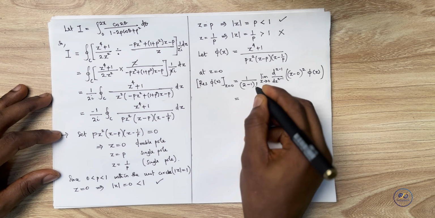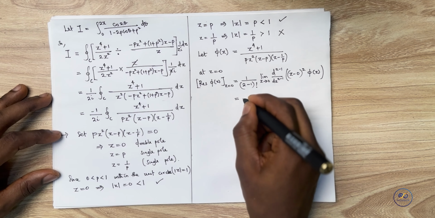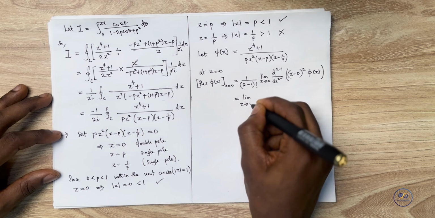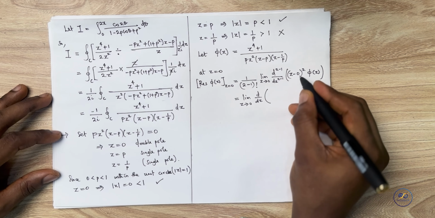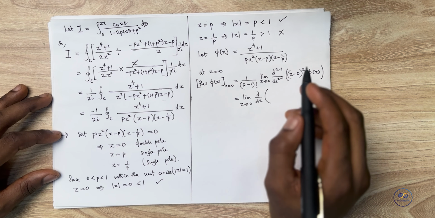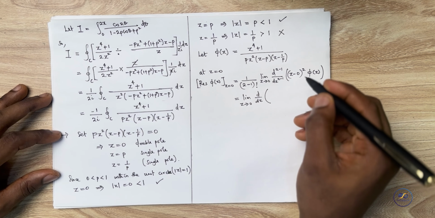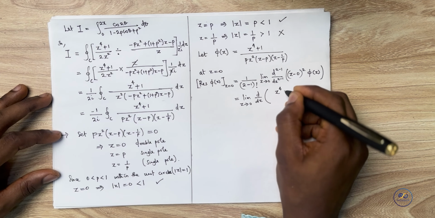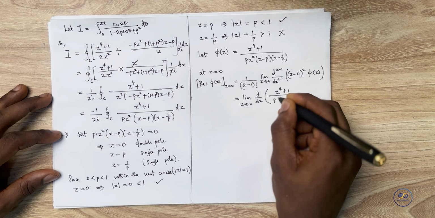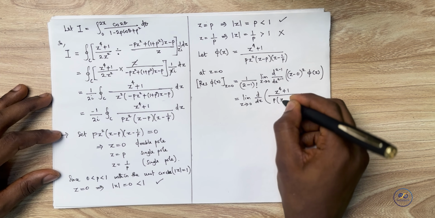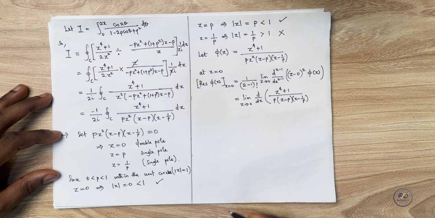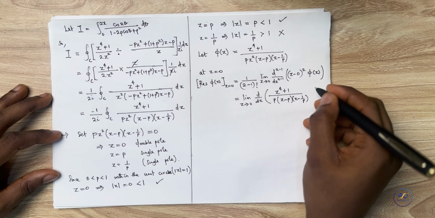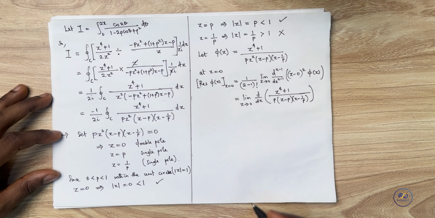of the function, right? So we have z minus 0 squared phi of z. Now, in this case, this is going to be 1 here. So you have the limit as z tends to 0 of the first differential of, we see that this is z squared, so it cancels out z squared in the denominator. So we are left with z raised to the power 4 plus 1 divided by p into z minus p, z minus 1 over p. That's what we have. Now, of course, we are going to differentiate.